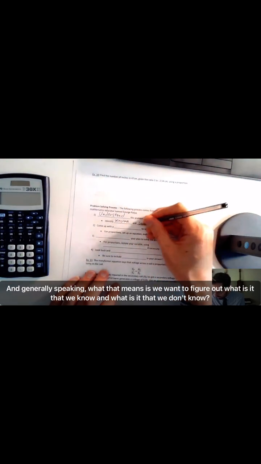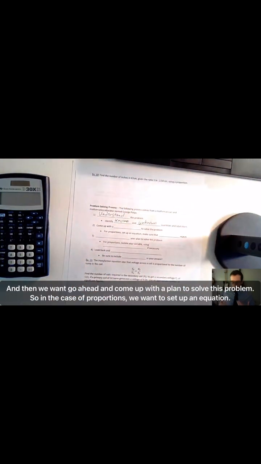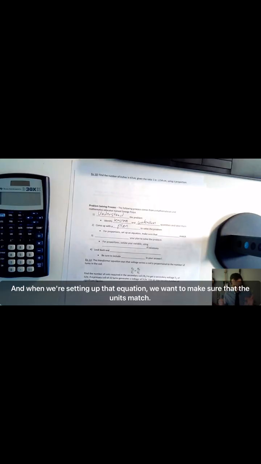And generally speaking, what that means is we want to figure out what it is that we know and what it is that we don't know. And then we want to go ahead and come up with a plan to solve this problem. So in the case of proportions, we want to set up an equation. And when we're setting up that equation, we want to make sure that the units match, right? That the order of those units matches. That's going to be particularly relevant for this one.